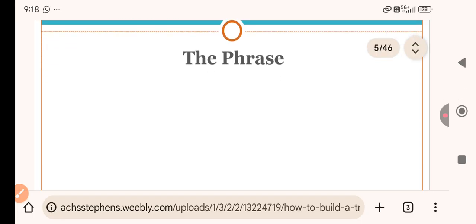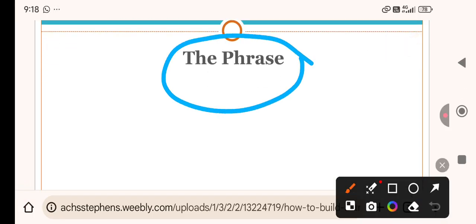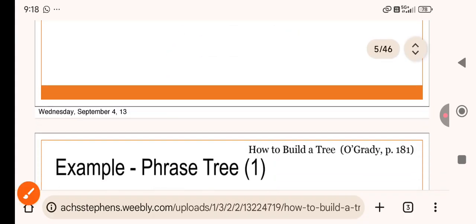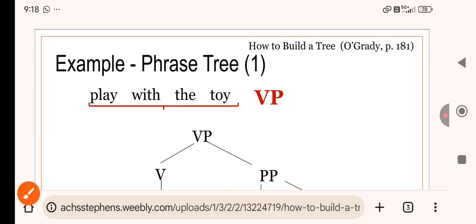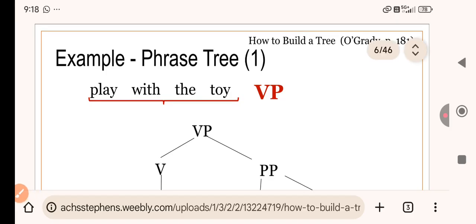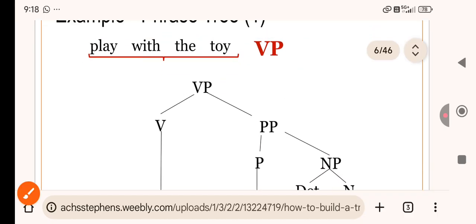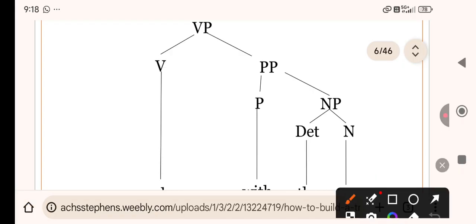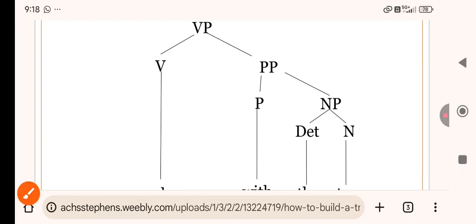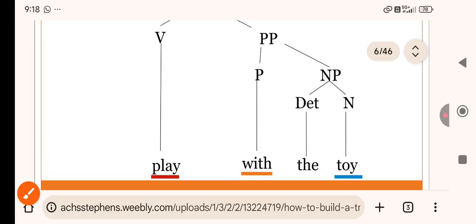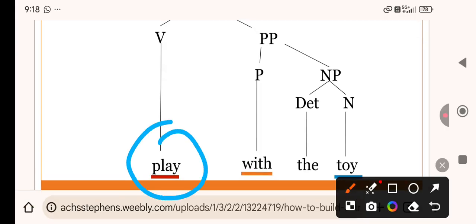Okay, now drawing the tree diagram. How to make the tree diagram through phrases? Here we are going to learn how to build a tree. The first is play with the toy, right? That's a verb phrase. So first we have to drop the verb, and then with the toy.